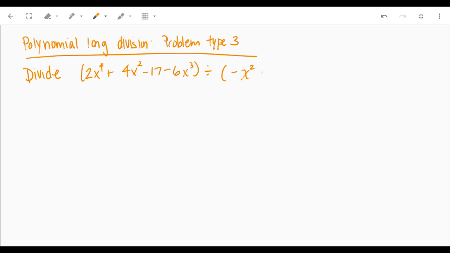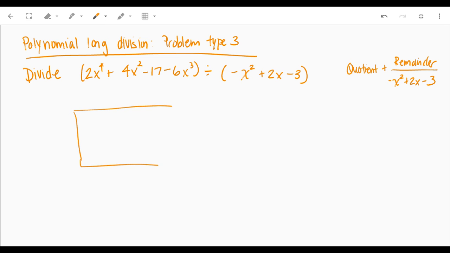But divided by negative x squared plus 2x minus 3. And they want you to write it as quotient plus remainder over negative x squared plus 2x minus 3. And that's all you really need to do. You're still just finding the quotient and remainder, and then you're writing it in the way that they want you to write it. So again, we'll set up our box here. And we're going to have 3 rows now.